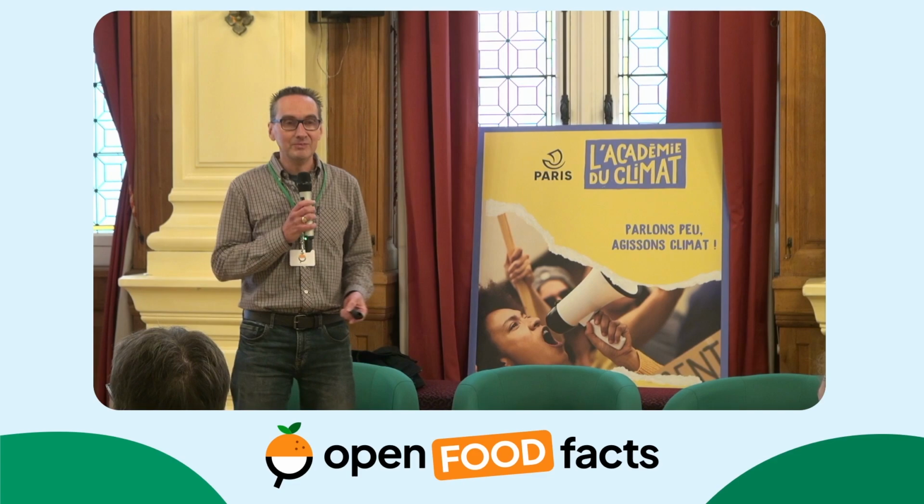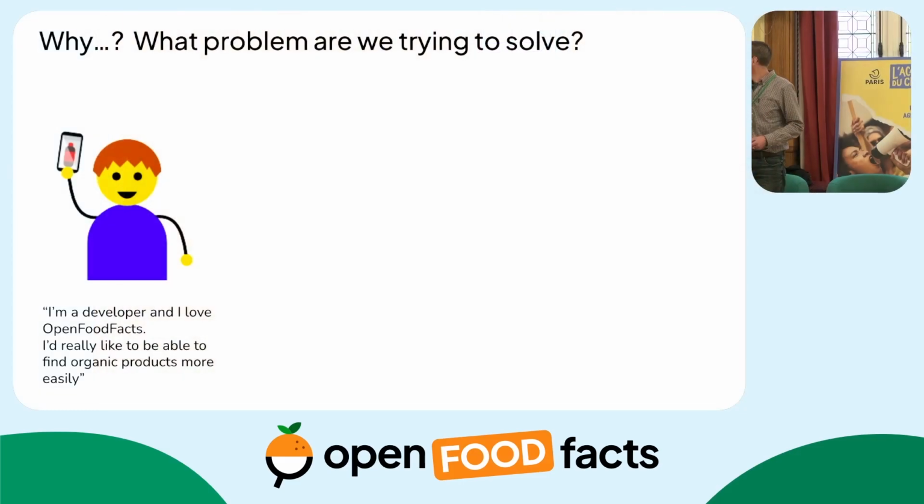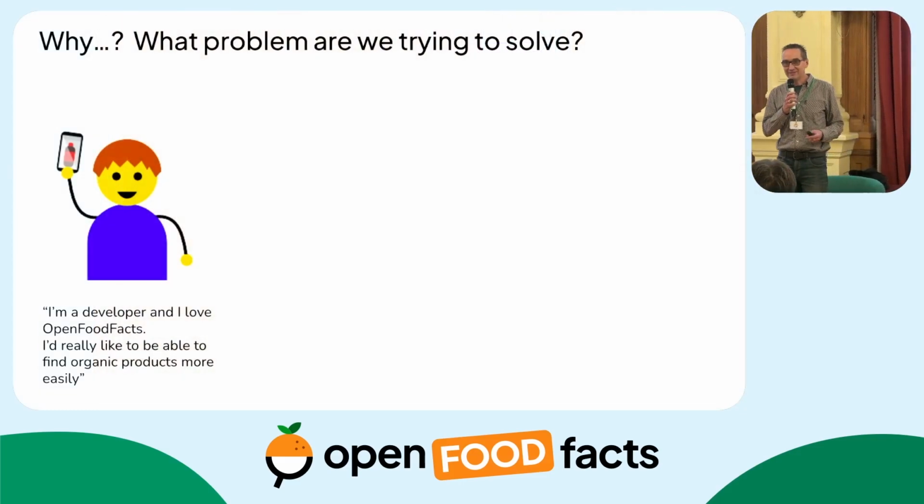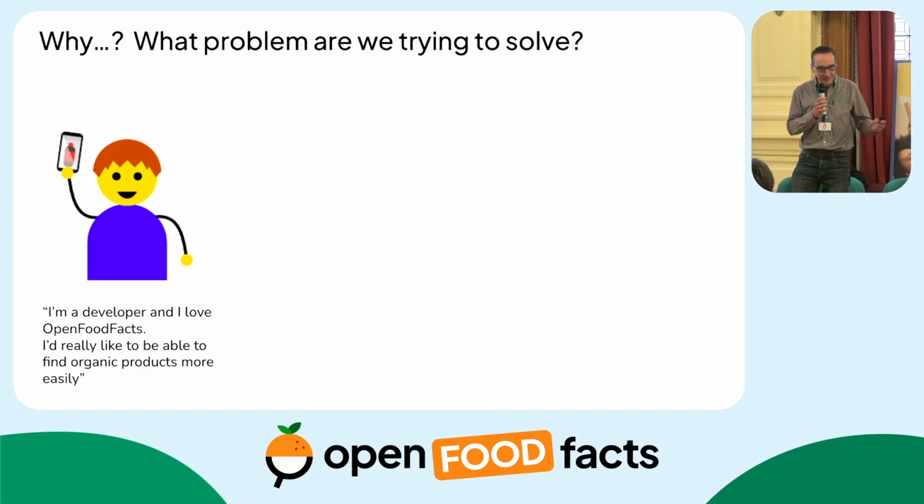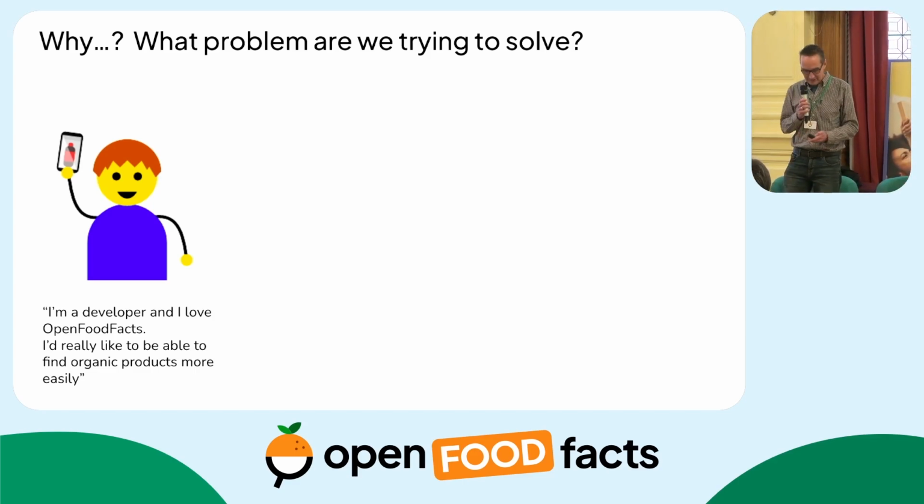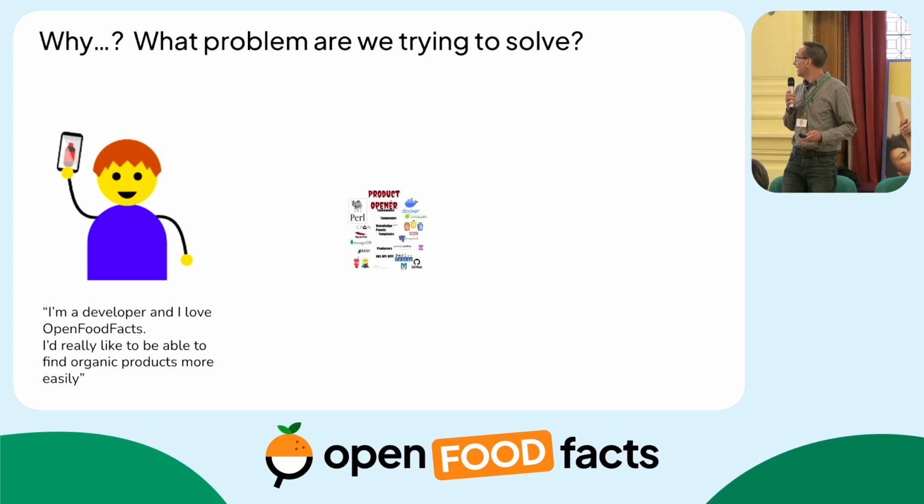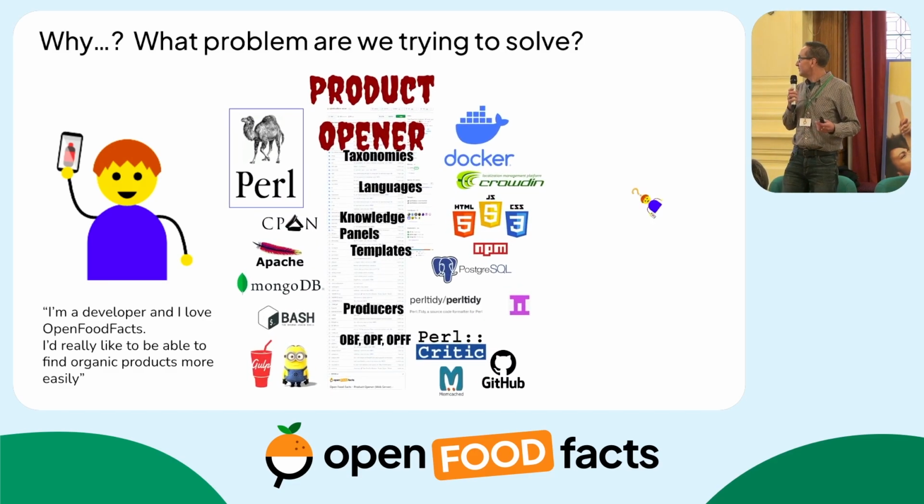So the problem that I'm looking to solve is about helping people be able to engage with the community more easily, especially if you're a developer. So, Stefan here is a developer. He'd love to contribute to Open Food Facts. He's got some ideas about organic foods that he'd really like to implement. So he comes and has a look, and this is what he's faced with.